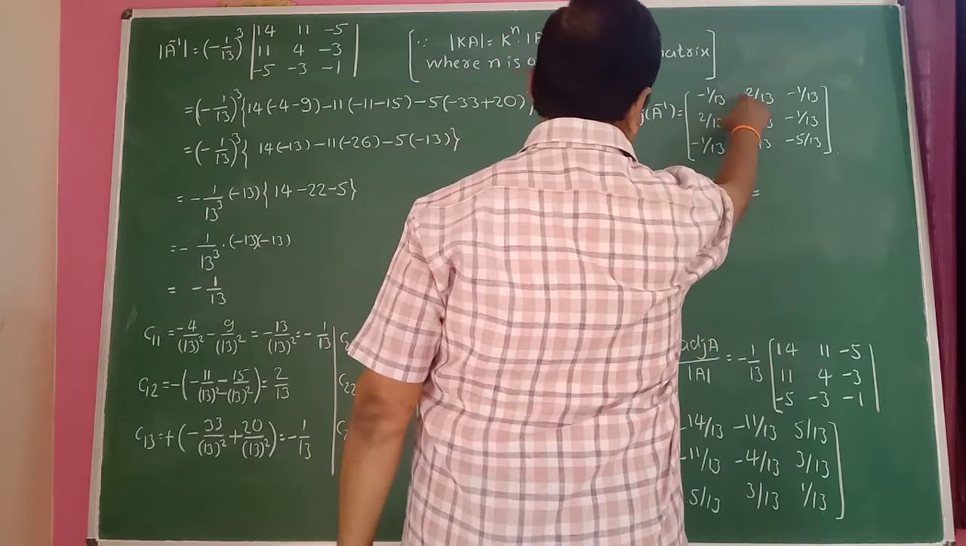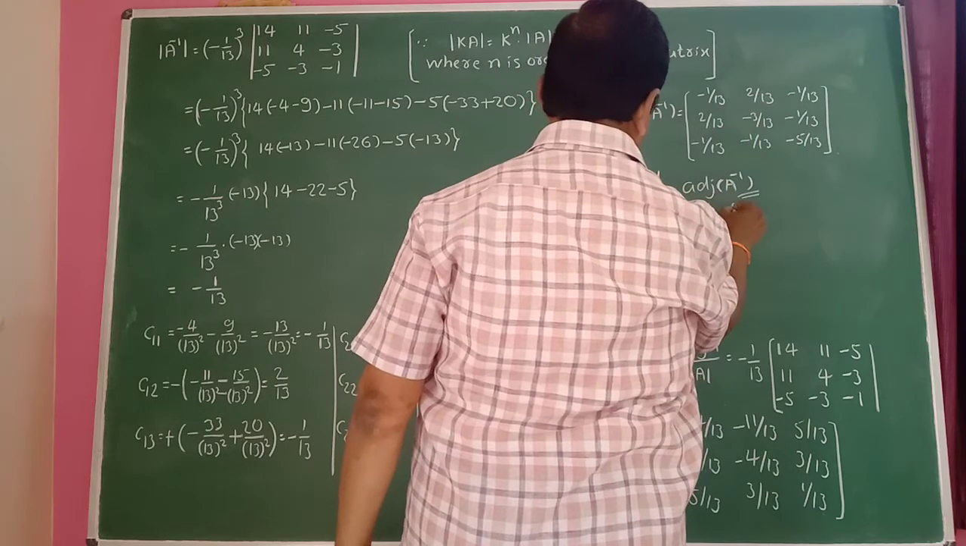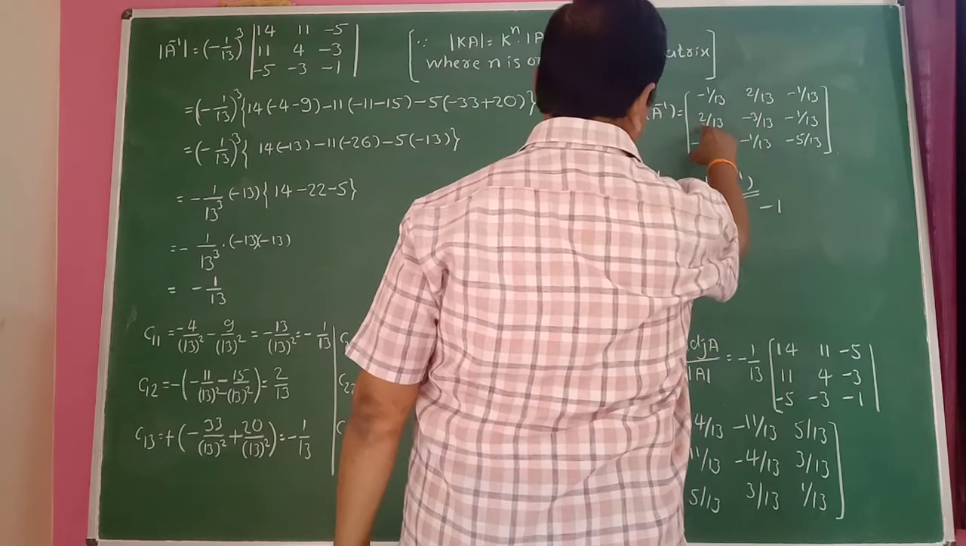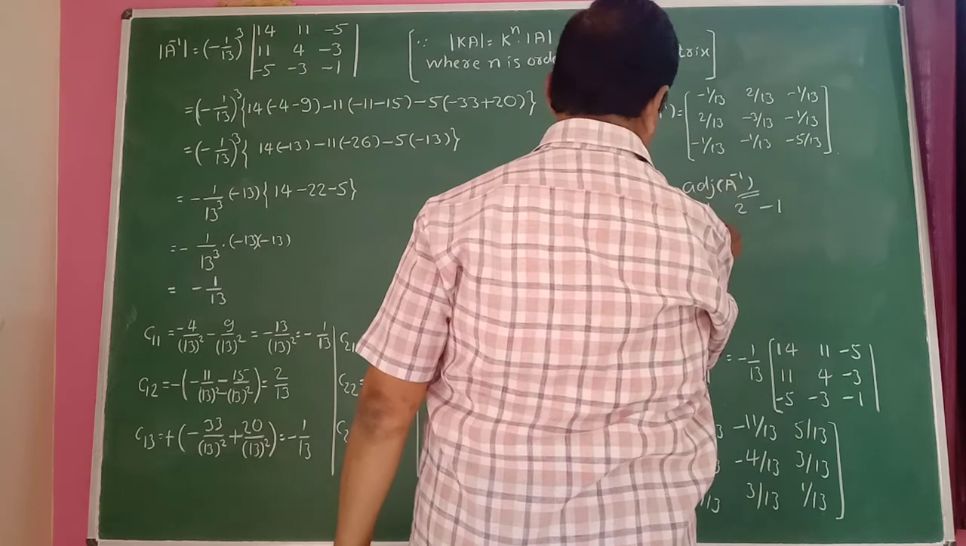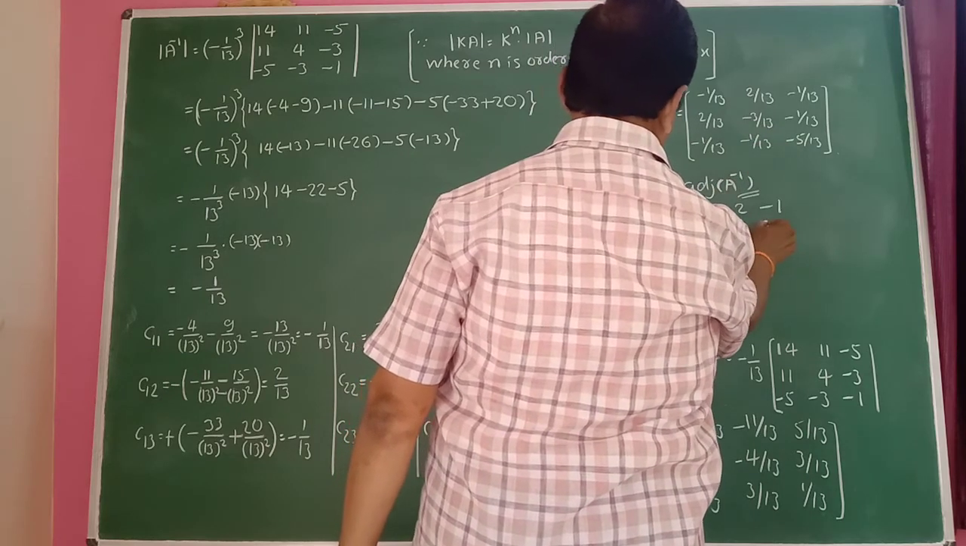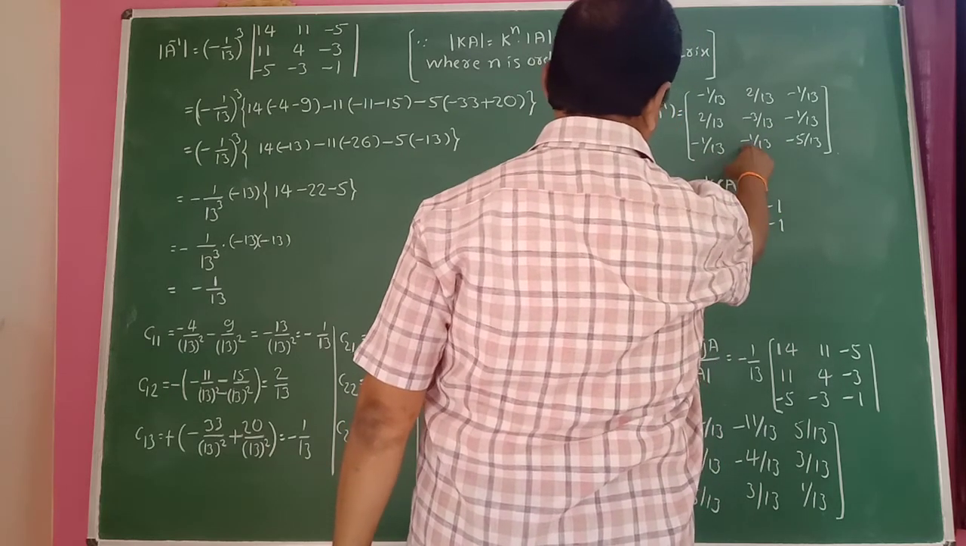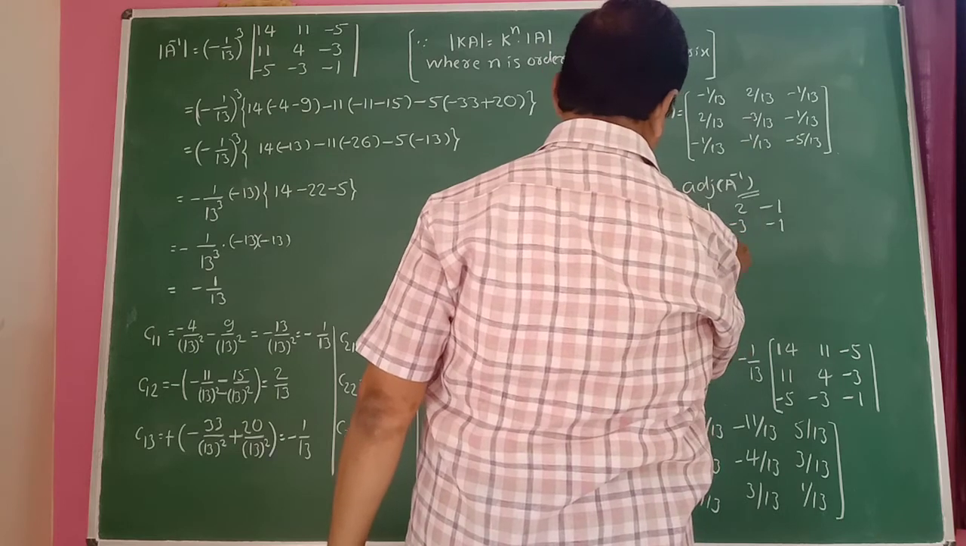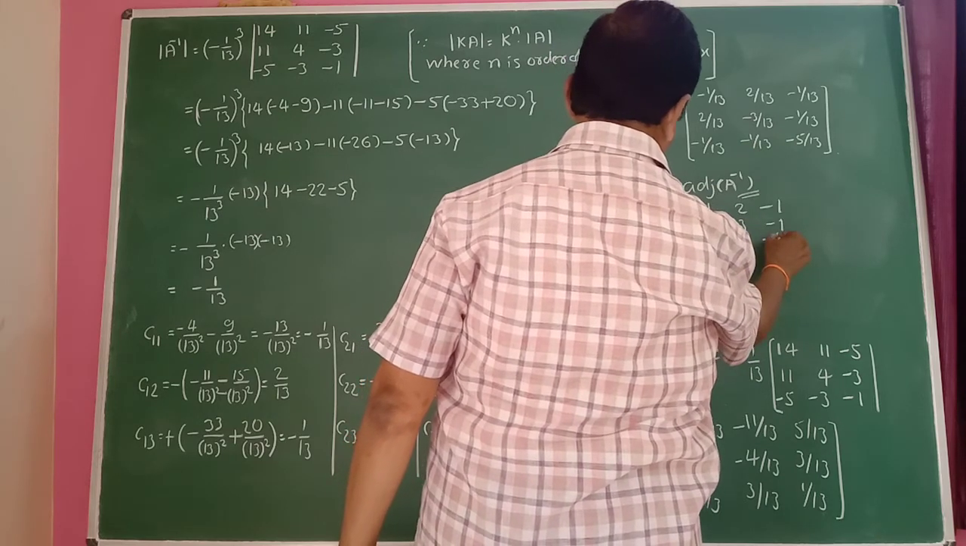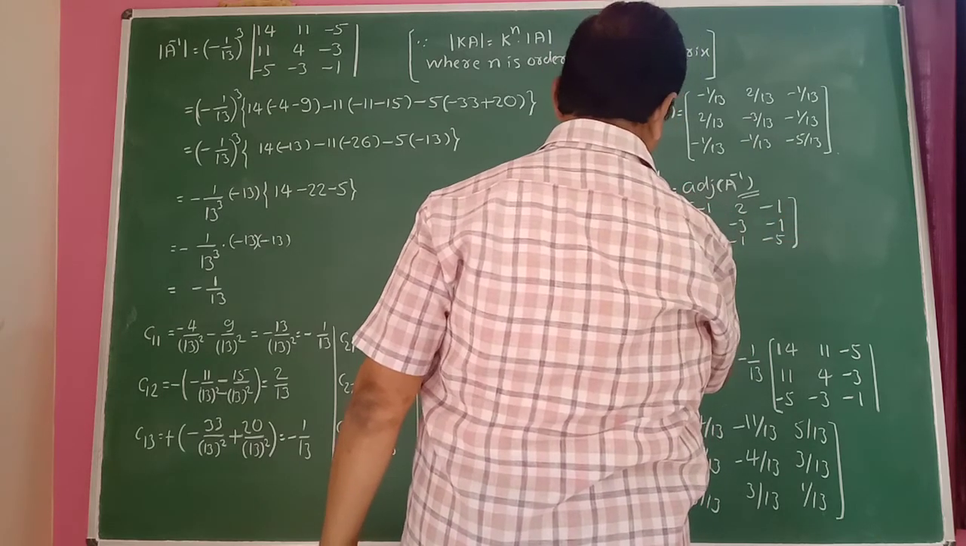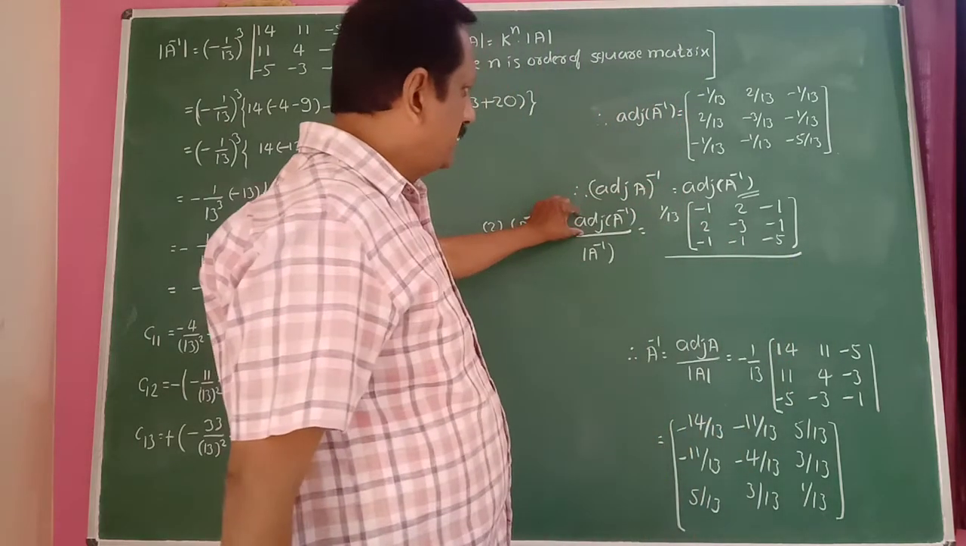Into the matrix: minus 1, 2, minus 1. 2, minus 3, minus 1. Minus 1, minus 1, minus 5. Divided by the determinant of A inverse; this is the adjoint of A inverse with 1 by 13 taken common.